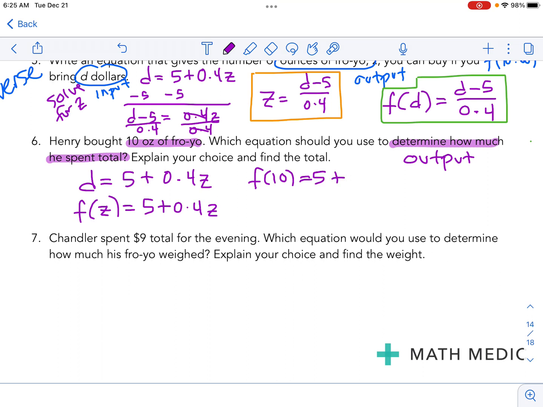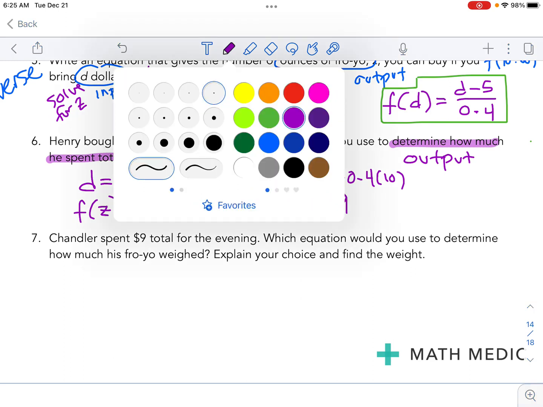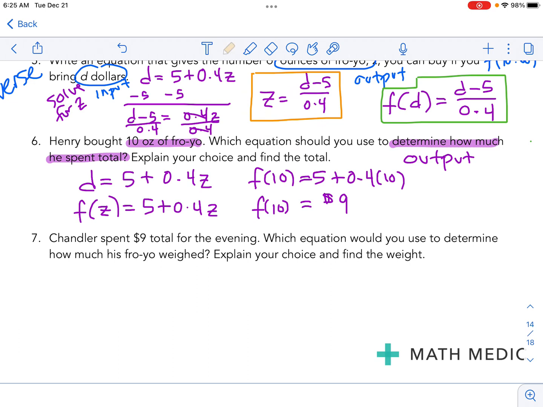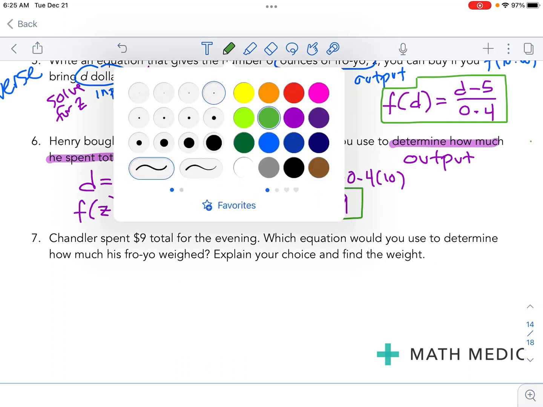We are being asked, we know we're buying 10 ounces of frozen yogurt, so we are finding f of 10. And that is 5 plus 0.4 times 10 ounces, right? We're going to substitute in for z. And so 0.4 times 10 is 4, plus 5 is $9. So Henry's going to spend $9. So we have this notation that f of 10 is 9. Let's make that green. F of 10 is 9. Buy 10 ounces, spend $9.